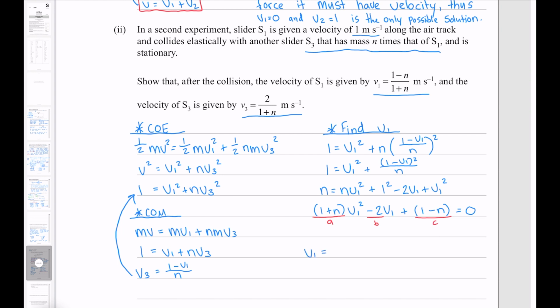So our V1 is equal to our -b, which is 2, plus or minus the square root of b squared, which is -2 squared, which is just 4, minus 4 times a, which is 1 plus n, multiplied by c, which is 1 minus n. All of this is divided by 2a, which is 2 times (1 plus n). So we can firstly divide out the 2, and let's expand these brackets here.